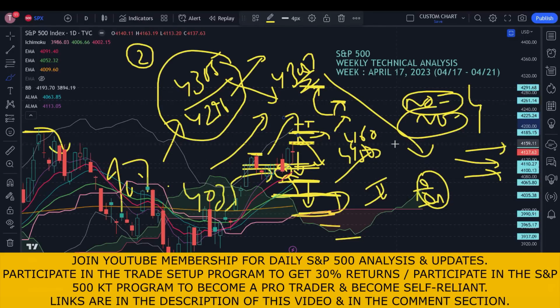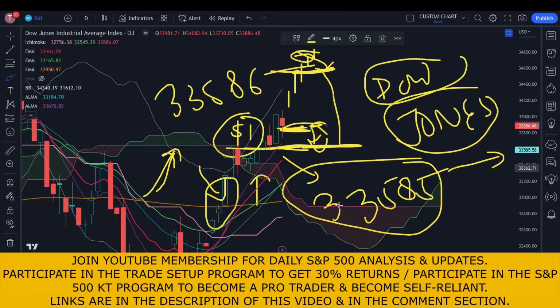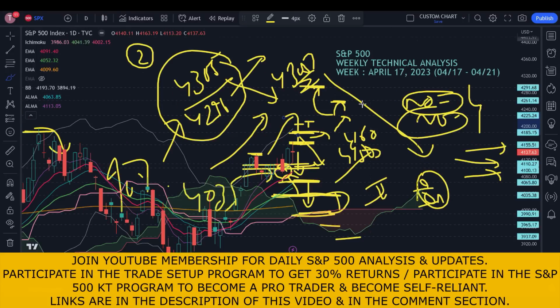until and unless, for some unknown reason, there comes heavy selling, and that heavy selling breaks the strong support at 4100, and then after some time it breaks the 3585. The S&P 500, the Dow Jones and the entire US stock market are in the short term bullish trend, and it will remain in the short term bullish trend.